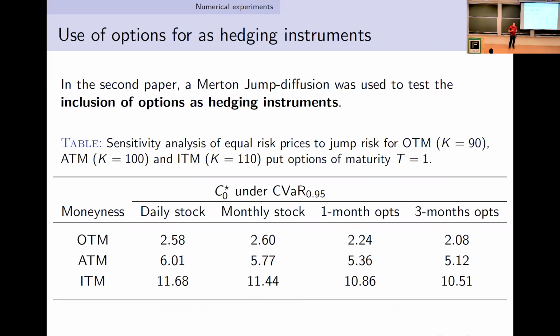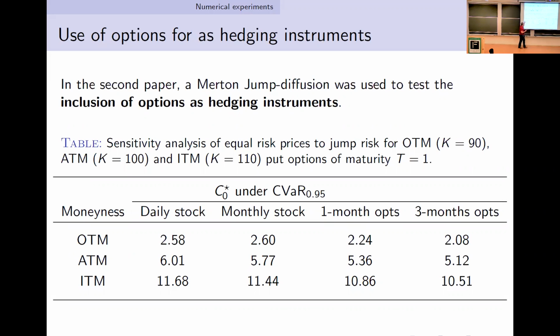So the first thing we thought about is, what if we include additional hedging assets, such as options? So we use, for example, liquid short-term options to hedge a longer-term option. So that's the first thing we thought about. So in this panel, again, we have out of the money, at the money, and in the money, and we assume a Merton jump diffusion generative process. And we consider the equal risk prices if you have a daily underlying asset hedge, a monthly underlying asset hedge, or if you hedge with 1 month maturity options or 3 month maturity options.